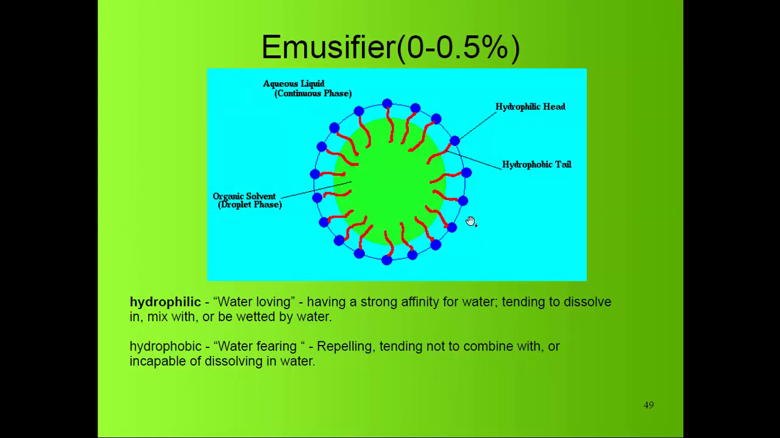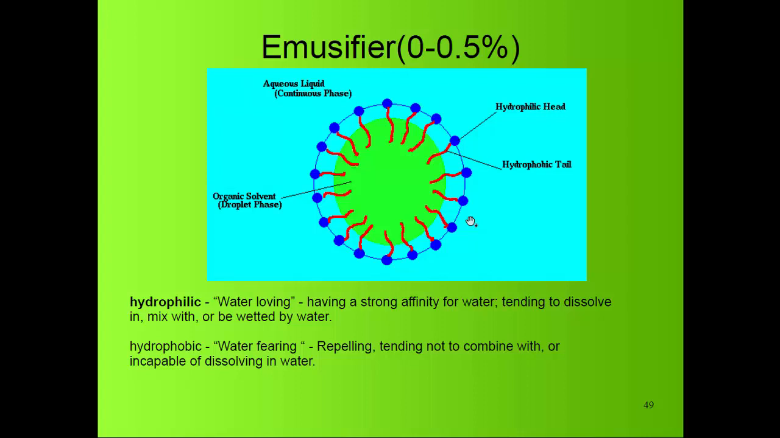Emulsifiers are interesting because they have a hydrophilic part and a hydrophobic part. Hydrophilic means water loving. So it has a strong affinity to water and it tends to dissolve in, mix with, or be wetted by water. Hydrophobic means water fearing. So it's repelled by water, it tends not to combine, and it's incapable of dissolving in water.